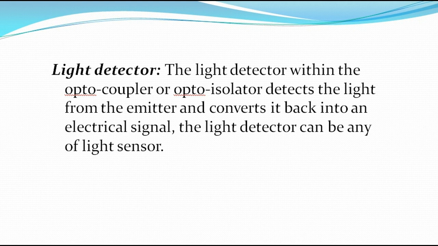Remember that the optocoupler contains two elements. One is the light emitting diode, the other is the light detector or light sensor. The light detector could be a photodarlington, phototransistor, phototriac, or photo SCR, all depending on what you are about to use it for.